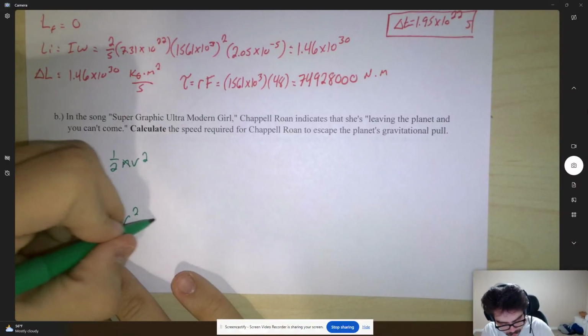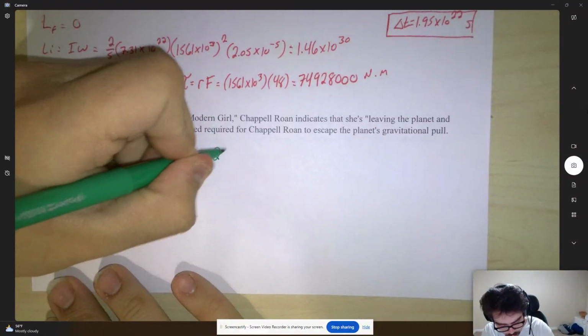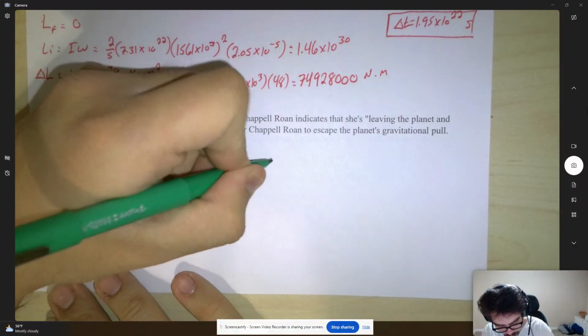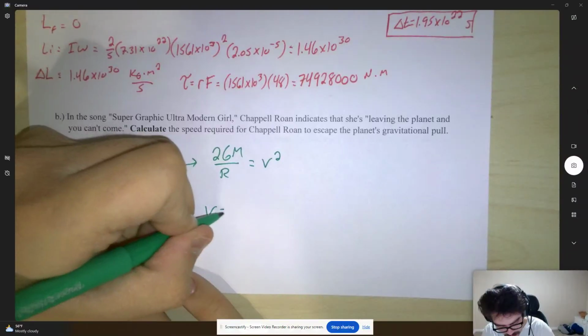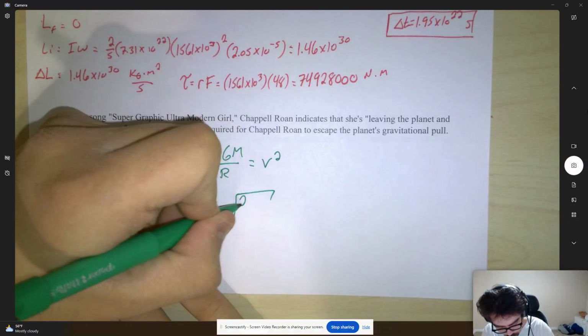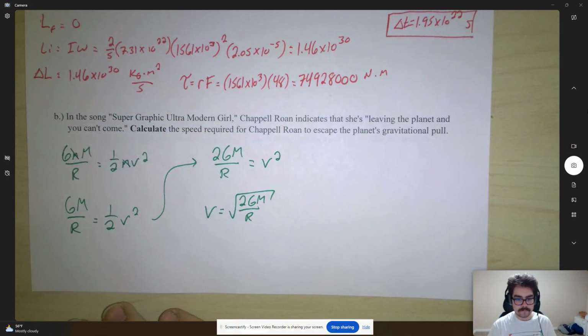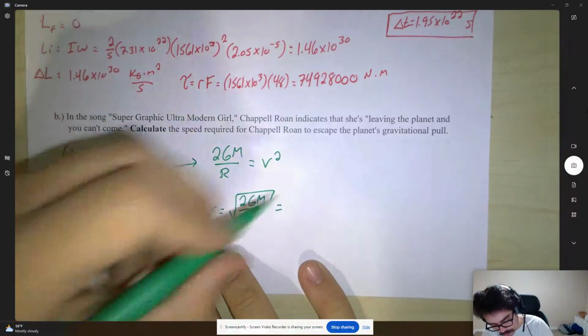Multiplied by 2, I get 2GM over R equals v squared. Square root both sides: v is equal to the square root of 2GM over R. And this is all in terms of the planet. I don't have to do anything with the mass of Chappell Roan, so it's fine.